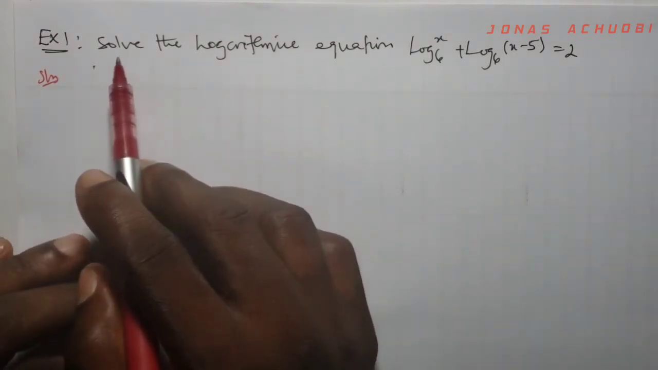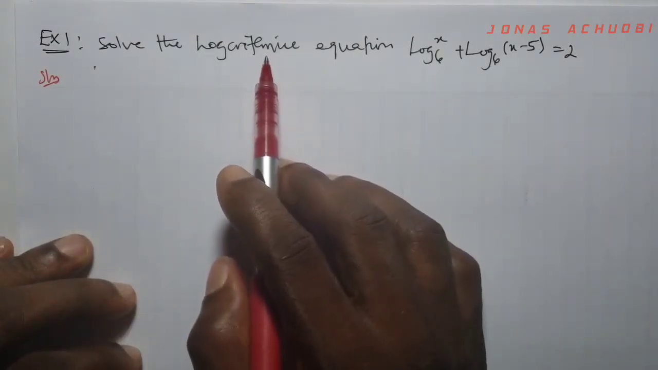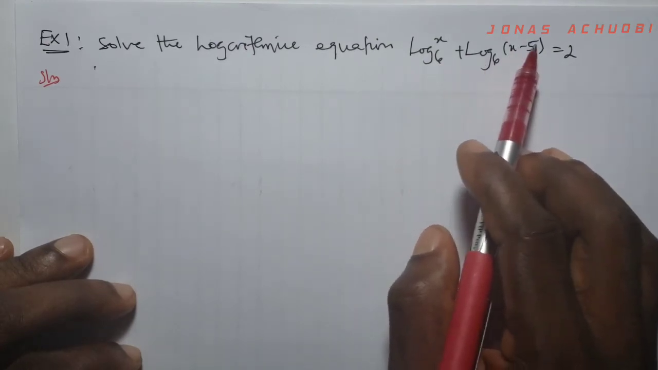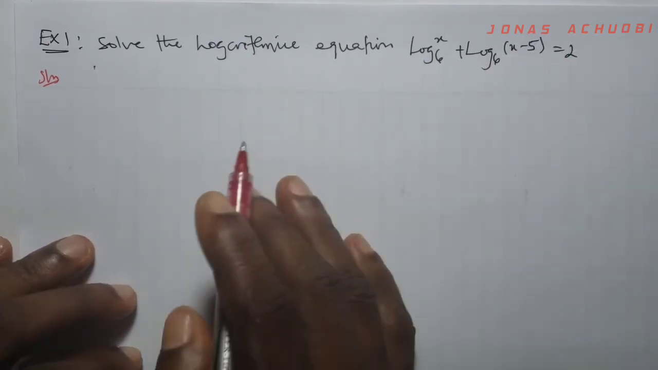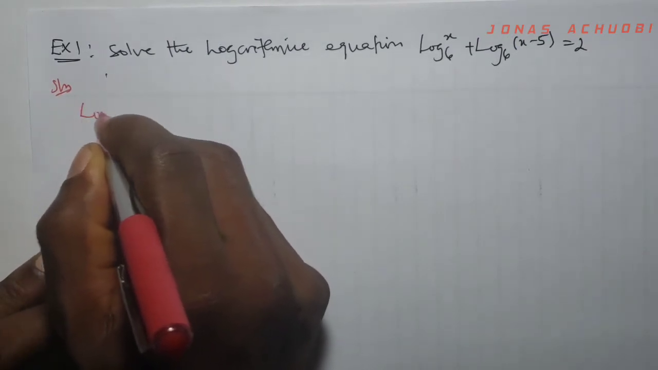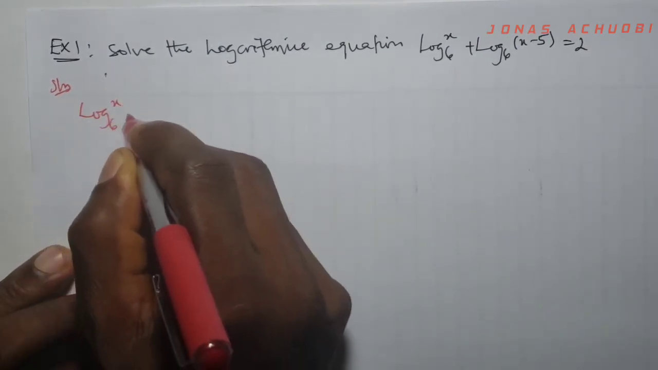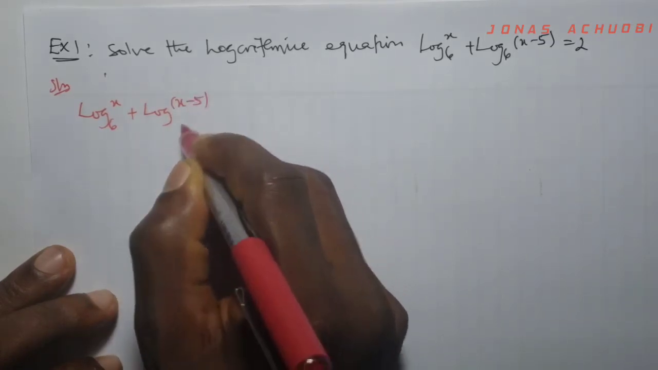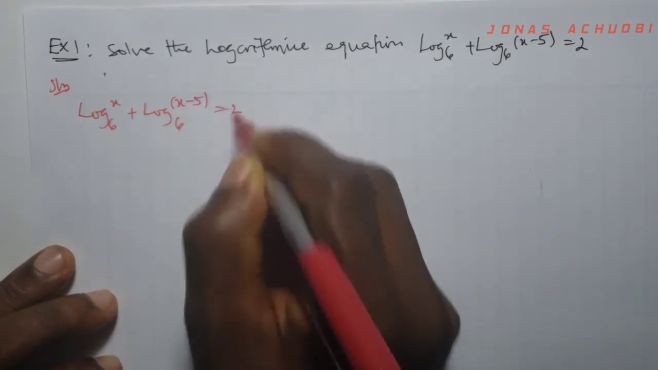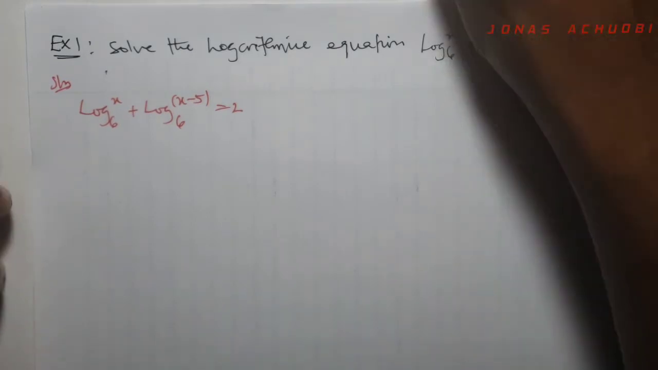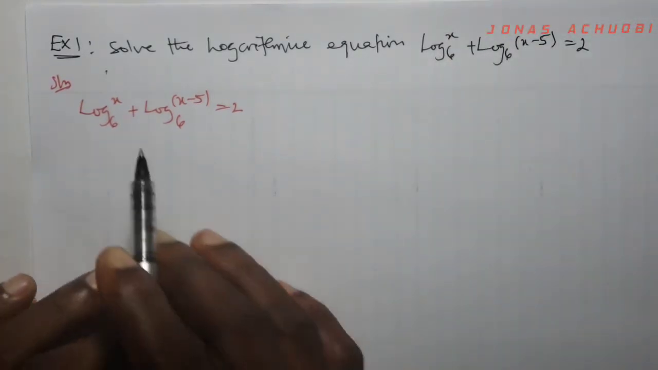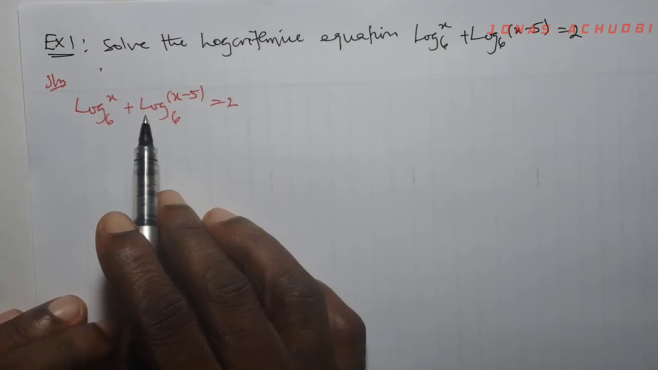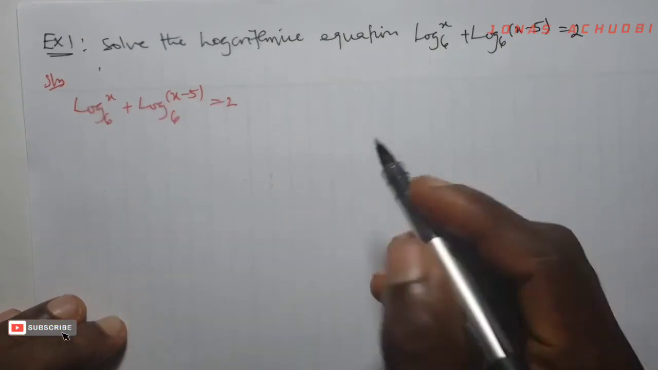Example 1. Solve the logarithmic equation log x base 6 plus log x minus 5 base 6 equal to 2. So we have log x base 6 plus log x minus 5 in base 6 equal to 2. So we proceed. Having seen this, one law comes to my mind, the first law of logarithm, which was stated in the previous video. And what law is that?